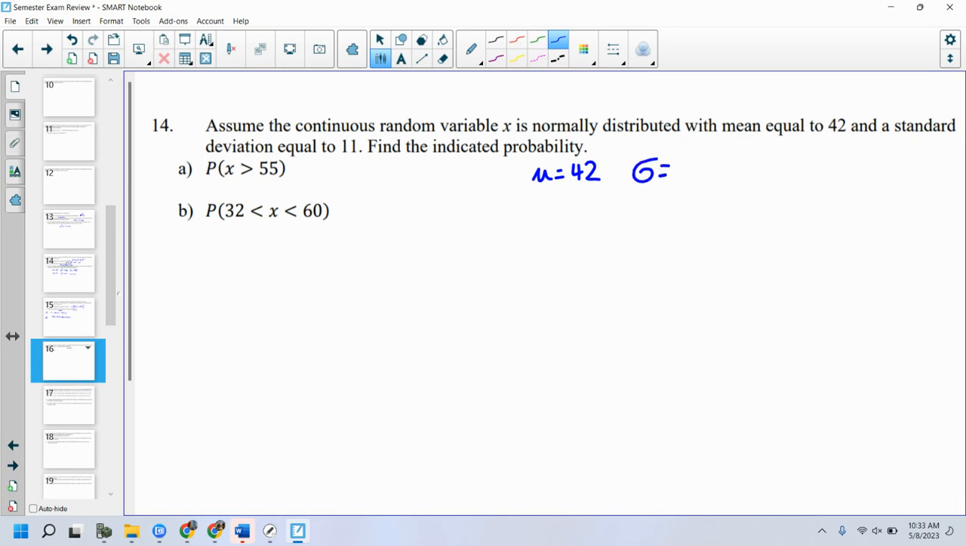And a standard deviation equal to 11. Find the indicated probability. All right, probability of x greater than 55. Okay, first thing I have to do is transfer that to a z-score.